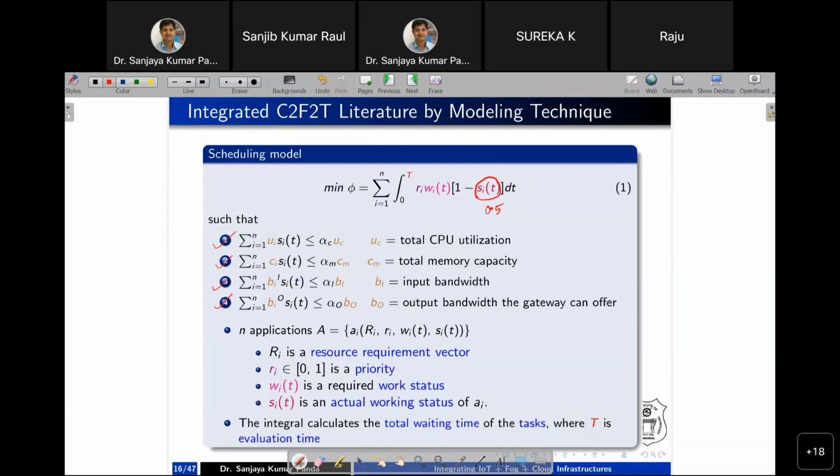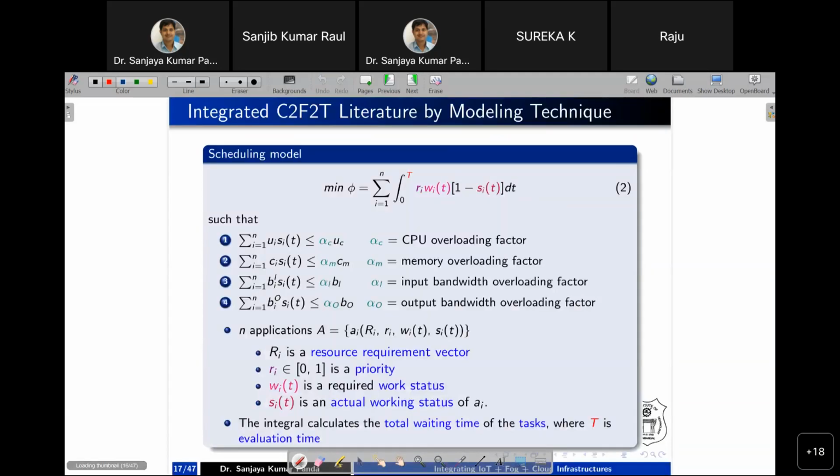The second constraint says that the sum of the memory capacity of each and every device should not exceed the total memory capacity that is available for fog devices. Similarly, you can calculate the input bandwidth and output bandwidth for n different applications, given by n different devices. There are also other parameters, like the CPU overloading factor, memory overloading factor, input bandwidth and output bandwidth, to model the scheduling model. And these constraints need to be fulfilled. They should not be violated, otherwise you cannot provide services to those particular IoT devices.